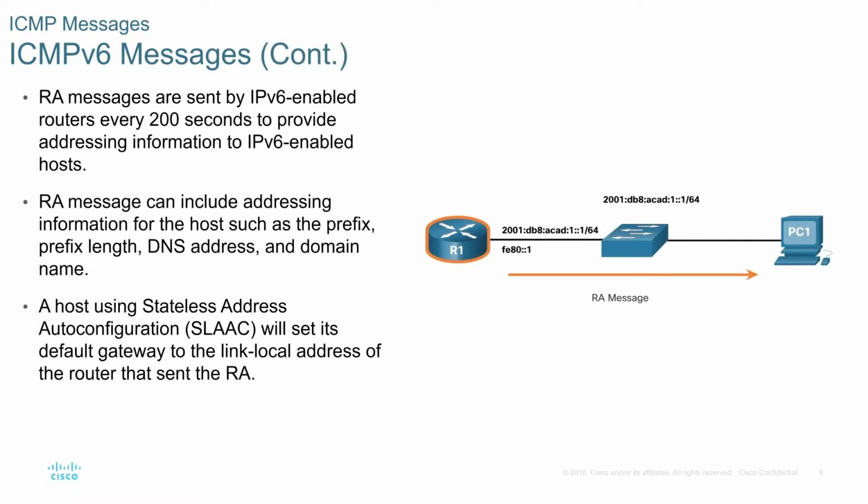In this example, we can see the router will send out an RA message, and these are automatically enabled, every 200 seconds to provide addressing information to all IPv6 enabled devices. The router advertisement message can include the addressing information for the host, such as the prefix, the prefix length, a DNS address, and a domain name.